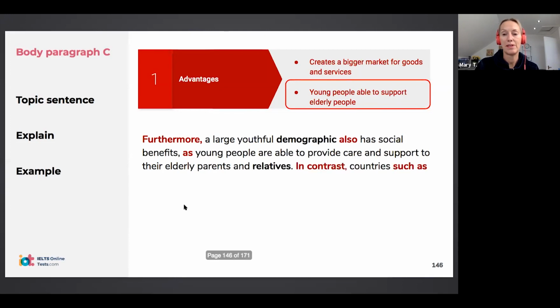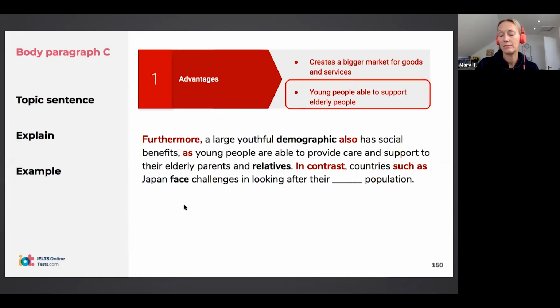And an example, so in contrast, countries such as Japan. Okay, so a verb that collocates with challenges, that's face, good, most of you've got that. Face challenges in looking after their aged population, makes sense, or aging. Okay, as you probably noticed, we spell aging with an E here because it's British English, but if you're using American English, it would be without an E.